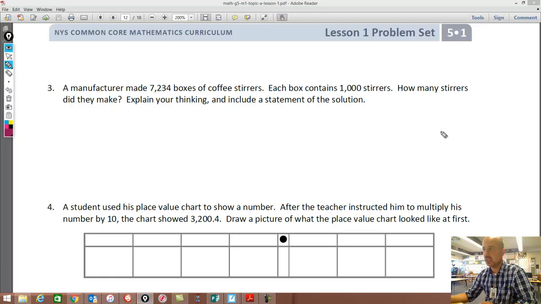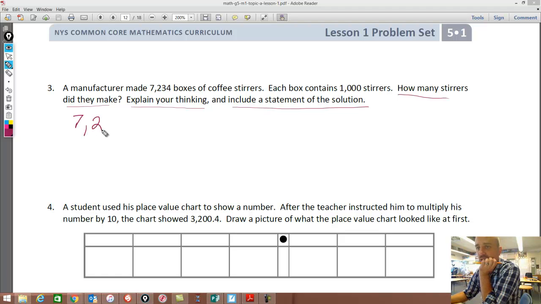This is asking for how many stirrers did they make, number 1. Number 2, they're asking you to explain your thinking. And number 3, they're asking you to include a statement of the solution. So in order to find the total, let's try and visualize this.